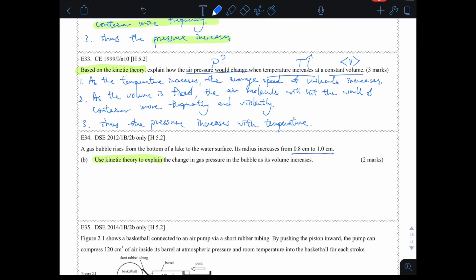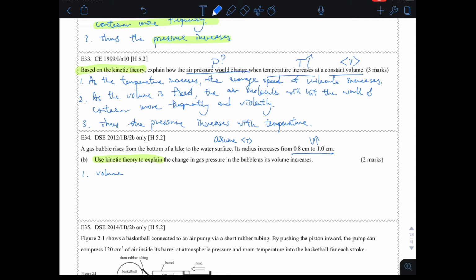Next, now this time a gas bubble is rising from the bottom of liquid water, going up, so that you can see that the radius increased. This is a hidden information that the volume is in fact increased throughout the whole process. And we have to have an assumption, that is the temperature is the same of the water inside the lake with different height, a different depth. Okay, then here we get 2 marks.